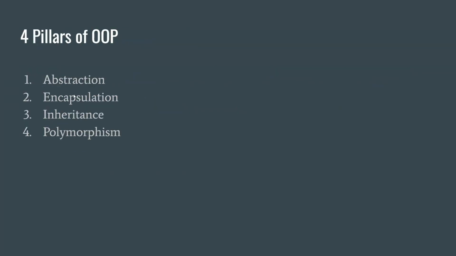These are the core things in object-oriented programming: abstraction, encapsulation, inheritance, and polymorphism. We'll discuss all these concepts in detail, and in the next video we'll discuss abstraction.